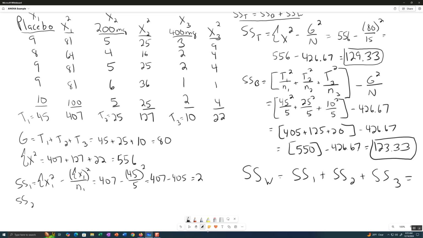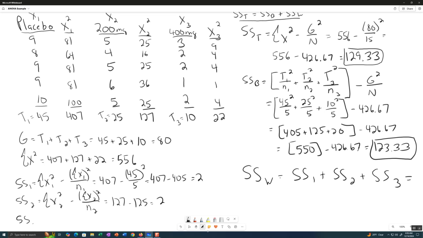Let's do sum of squares 2. That is sum of x sub 2 squared minus the sum of x sub 2 quantity squared over n sub 2. That gives me this value, 127, minus sum of x sub 2 squared over n sub 2. We have that here. 25 squared, we call it t, but it's really x sub 2. 25 squared over 5 is 125. So that gives me 2.